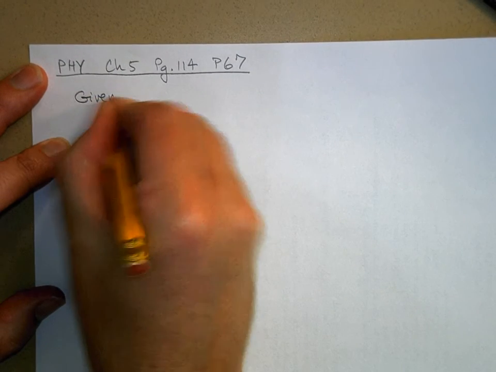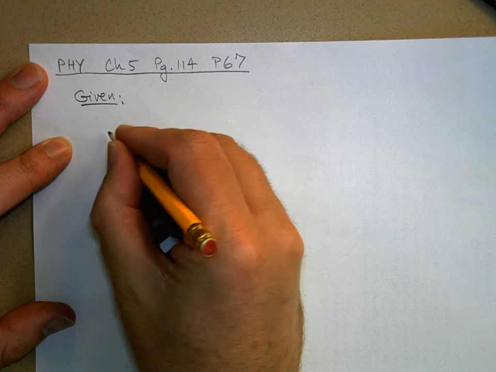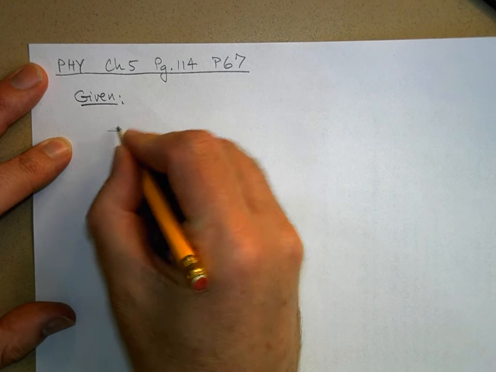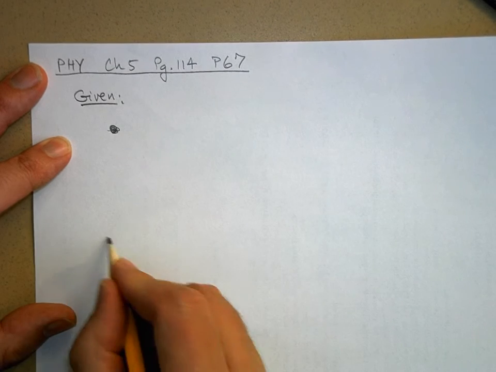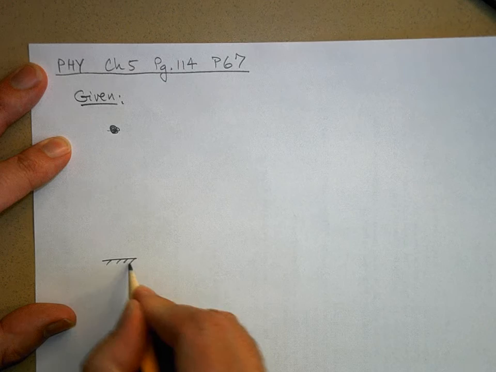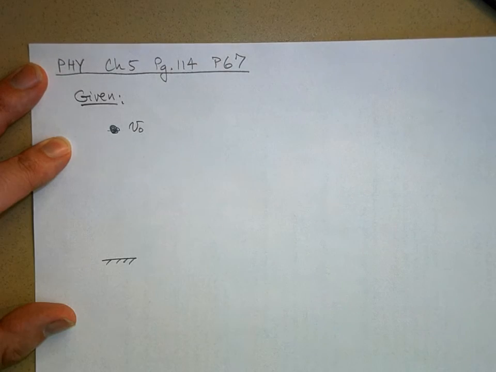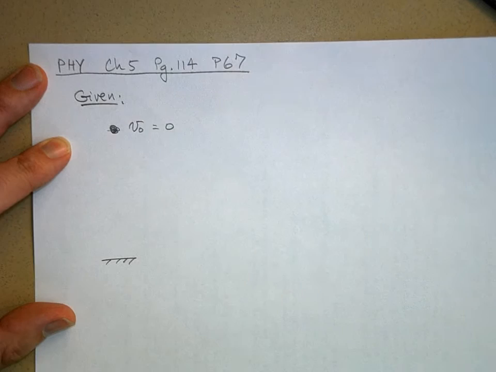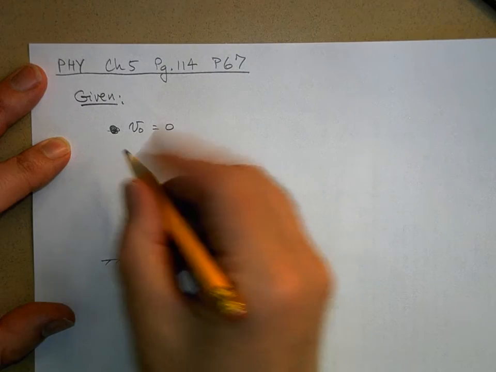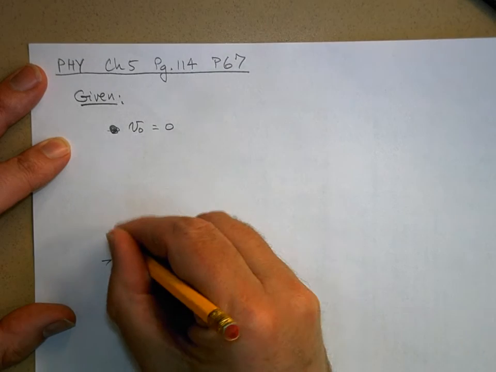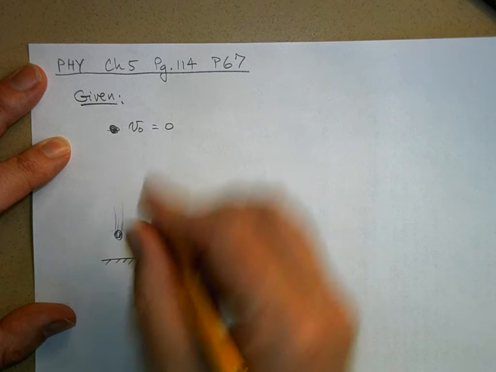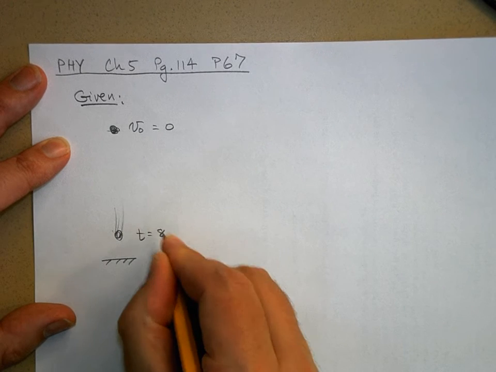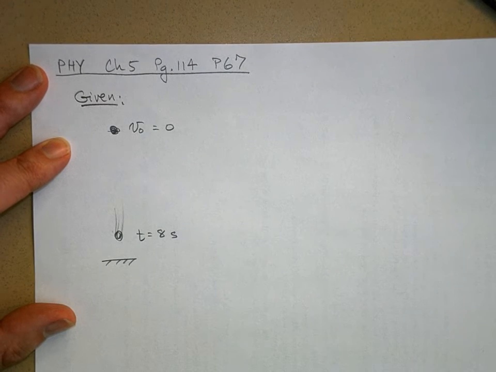Given. Here's a stone, and here's the ground way down here somewhere. Now it says it's falling from rest, so that means it starts off with 0 velocity, and then at some point, hopefully above the ground, it's going down, and this is at t equals 8 seconds.